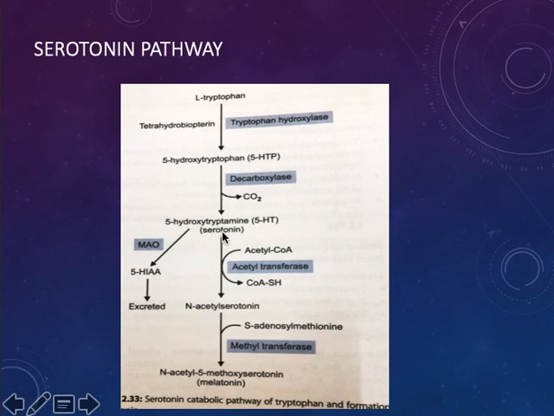Now serotonin further, in the presence of monoamine oxidase enzyme, gets converted to 5-hydroxyindole acetic acid and gets excreted in the urine. So this is the serotonin metabolic pathway where tryptophan gets catabolized to form melatonin and 5-hydroxyindole acetic acid, and also serotonin is synthesized. Next we'll go into a deeper discussion of the serotonin pathway.